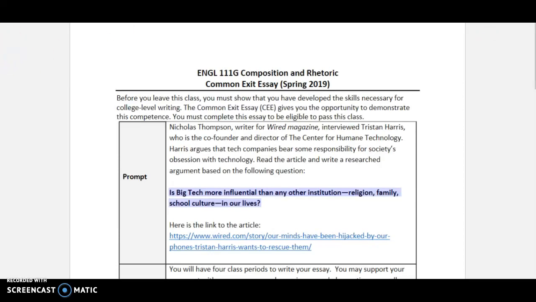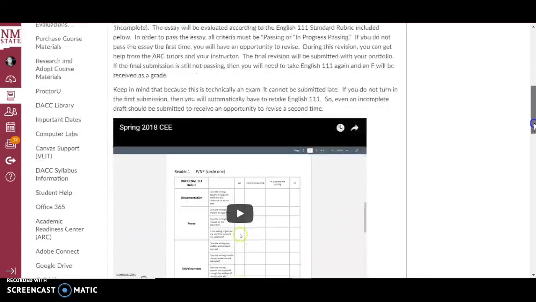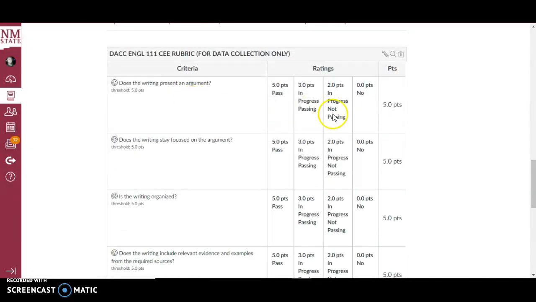So if we go back to our assignment page, you will see the instructions that I just went over detailed here again as well. So definitely make sure that you look at that. Below, we also have the rubric. So definitely look at the rubric. Like I said, it's not worth any points, but you do want to look at what is required.